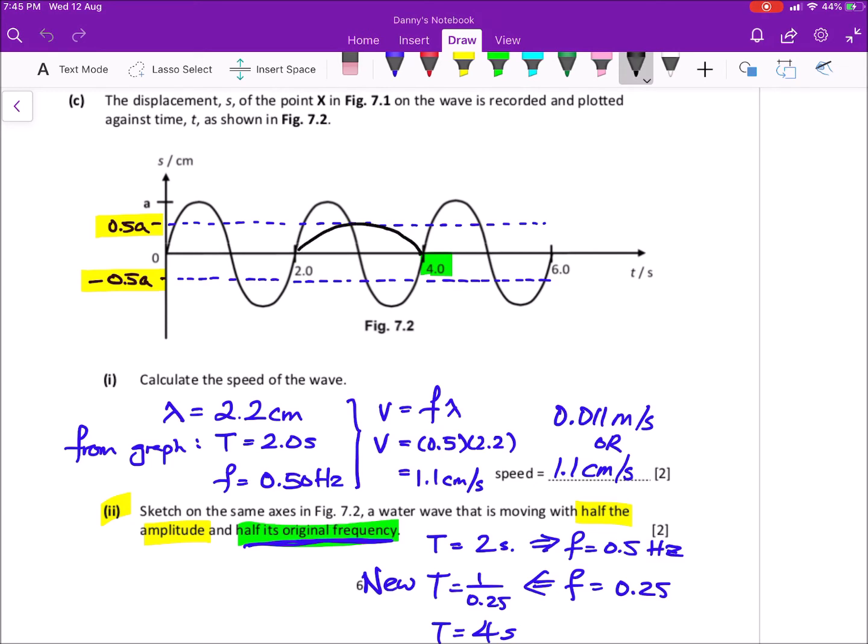Or maybe I use blue. So this one goes like that. Oh, I should be touching.